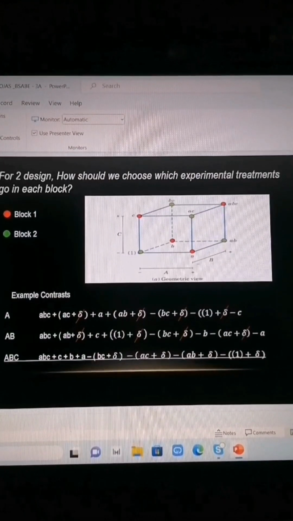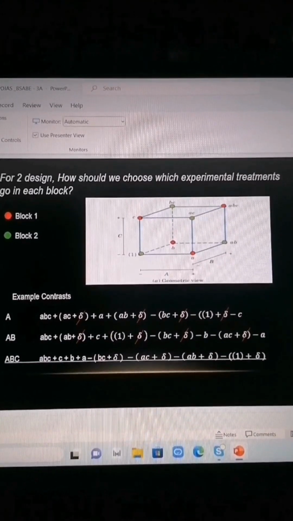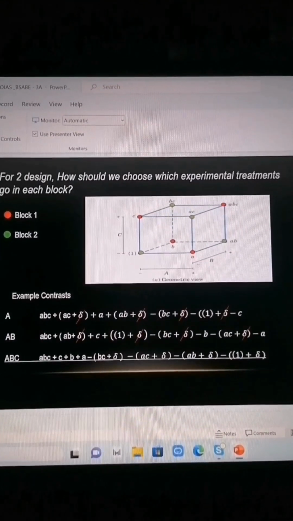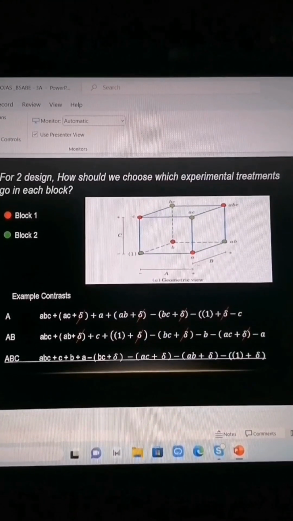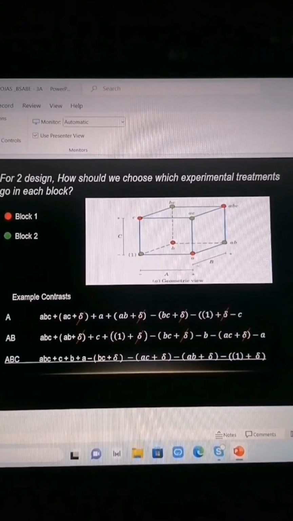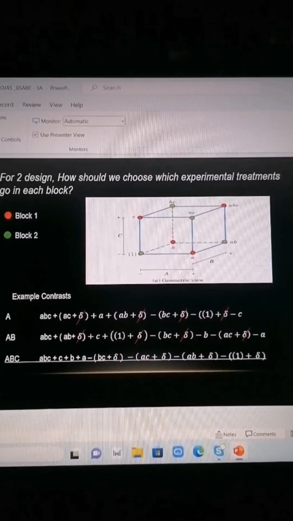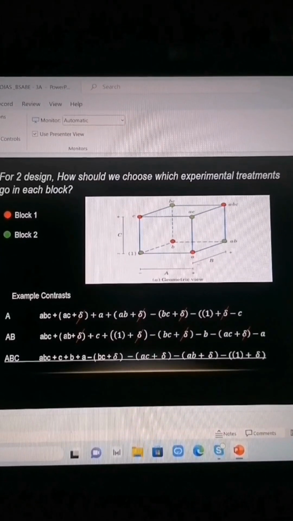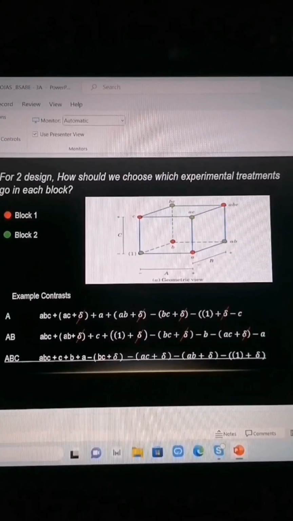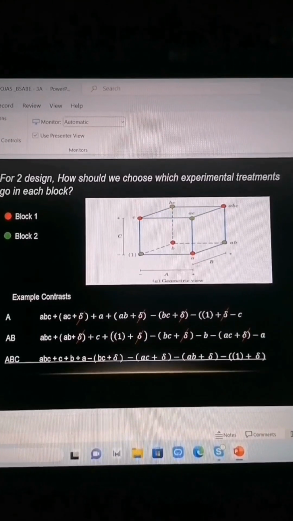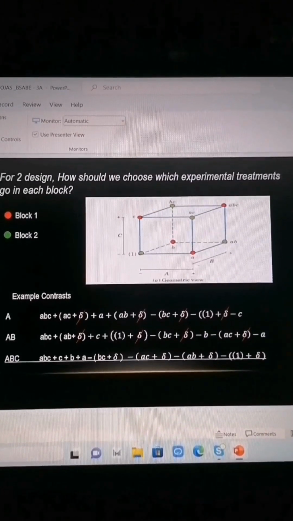Let's take a look at the 2 cube design. How should we choose which experimental treatments go in each block? Well, it turns out that this design, with the blocks on opposite corners of this cube, is the most efficient design. Let's take a look at some example contrasts. The main effect of A would be given by this formula, and AB and ABC by these formulas. If we take a look at this, we see that for the main effect of A, we have two positive deltas and two negative deltas. So the blocking effect is not confounded with the main effect of A. If we look at AB, we see that we have two positive and two negative for the blocking effect.